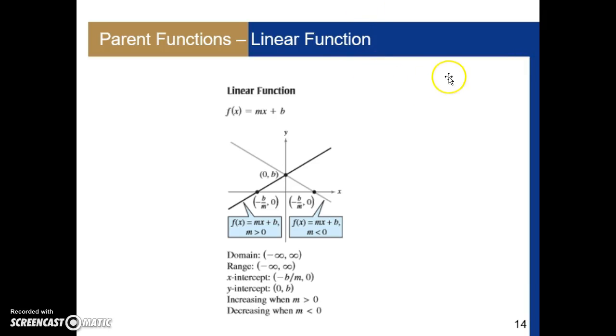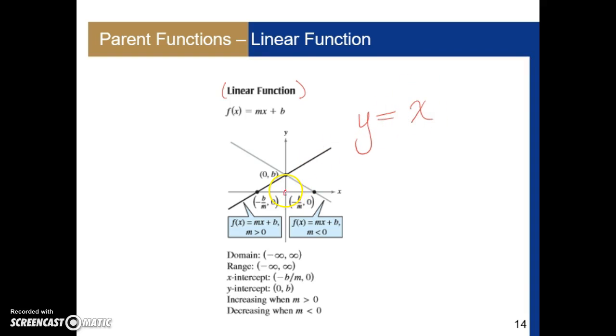Let's finish with our parent functions. The first parent function we're going to look at is the parent linear function. You know a lot about linear functions. So the parent linear function is the function y equals x.